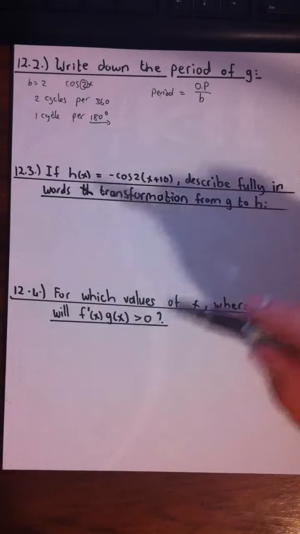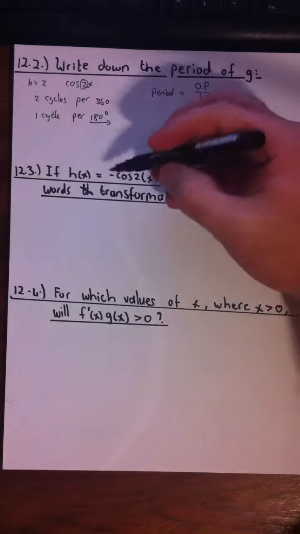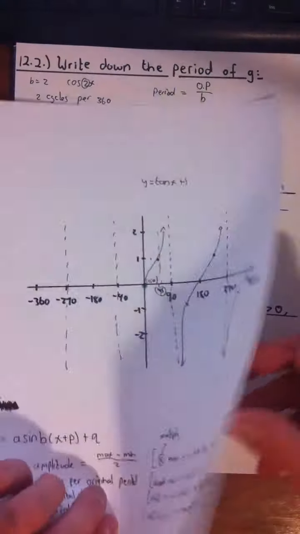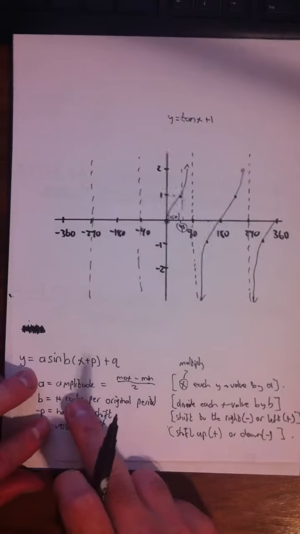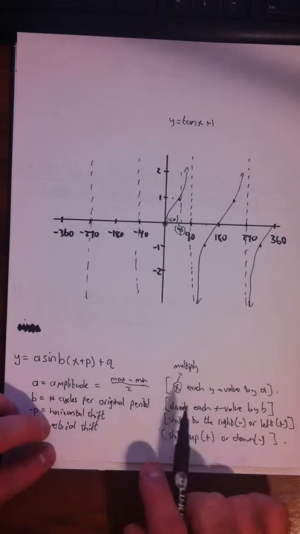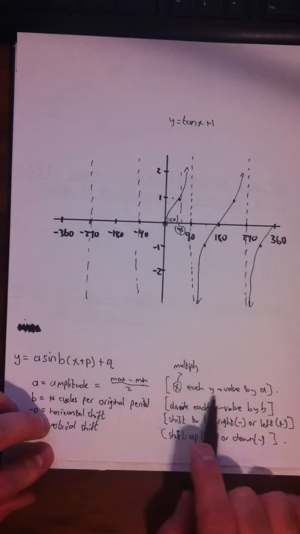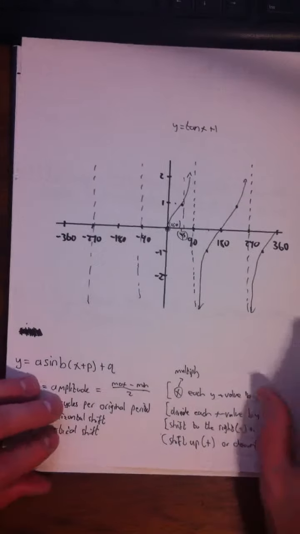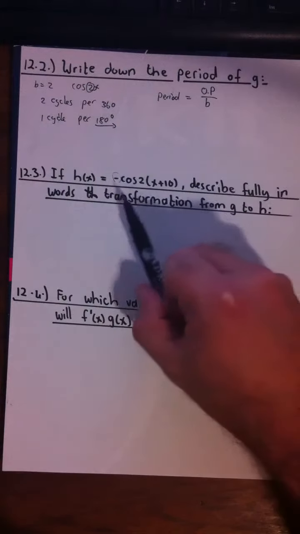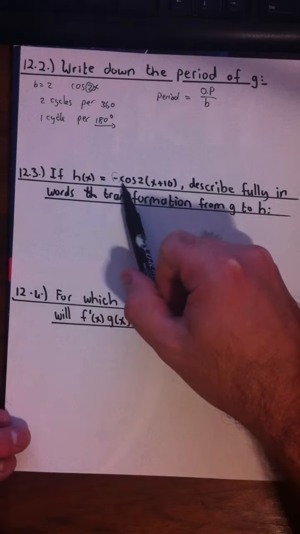Okay, so firstly we see there's a negative sign there. And that'll be our a value, right? Which we said here is the amplitude, and that's calculated as maximum minus minimum, divided by 2. But we have to multiply each y value by a. So what we did is we multiplied each y value of this function by negative 1.